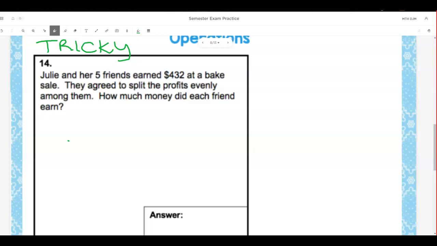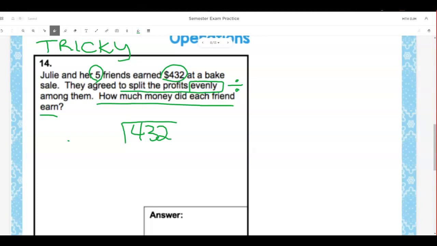Julie and her 5 friends earned $432 at a bake sale. They agreed to split the profits evenly among them. How much money did each friend earn? Okay, split the profits evenly. What operation would that be? Division. So we've got 432 divided by what? 6. Because you want to count Julie herself.